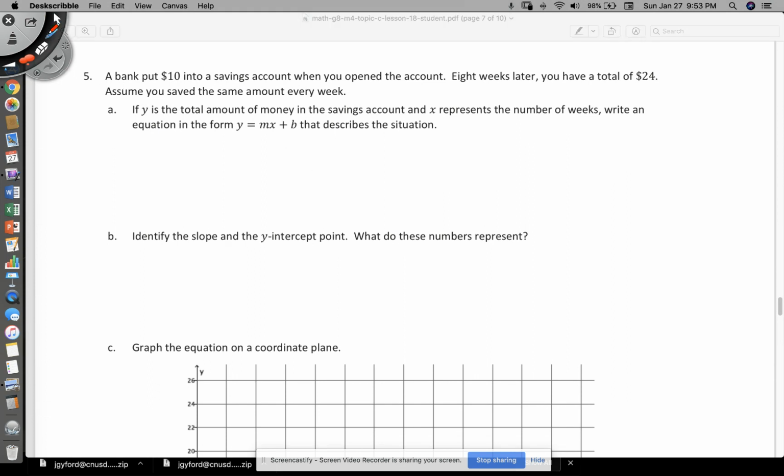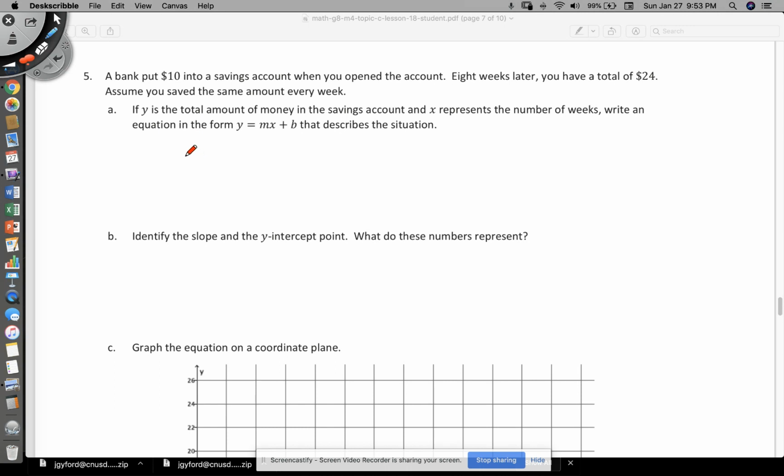All right, so we're here on number 5. A bank put $10 into a savings account when you open the account. 8 weeks later, you have a total of $24. Assume you save the same amount of money every week. If Y is the total amount of money in the savings account and X represents the number of weeks, write an equation to form the Y equals mx plus b situation.